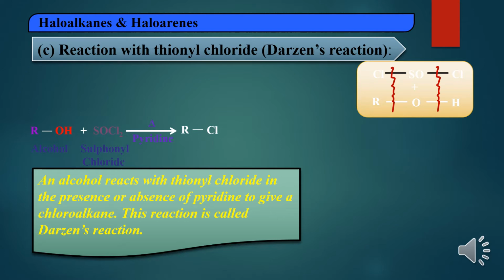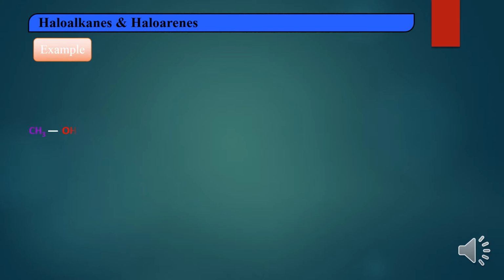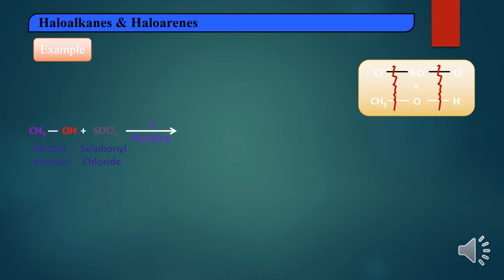Here alkyl chlorides are prepared, and it is the best method for the preparation of alkyl chlorides, because whatever byproducts are formed are gases, sulfur dioxide and HCl.